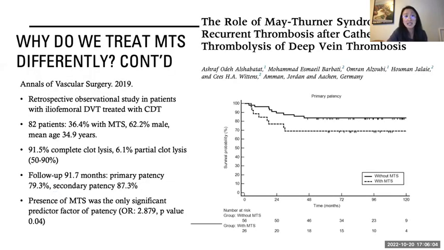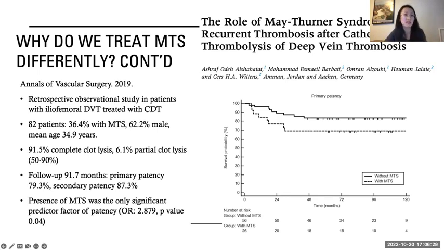A more recent study done in 2019, published in the Annals of Vascular Surgery, was looking at the role of May-Thurner syndrome in recurrent thrombosis after catheter-directed thrombolysis. They really want to say that patients who have May-Thurner need catheter-directed thrombolysis more than patients who do not have May-Thurner syndrome. I think that's the purpose of doing this investigation in the first place.